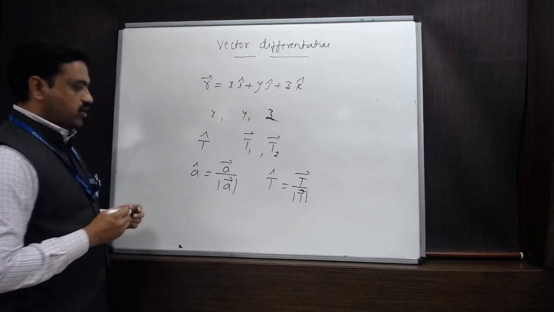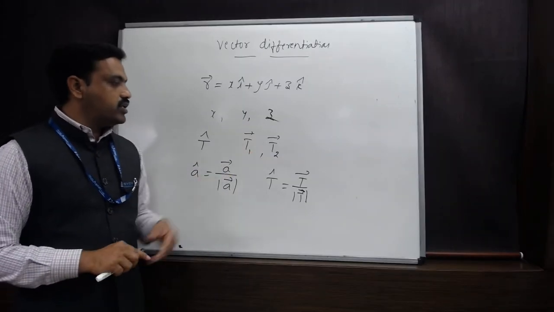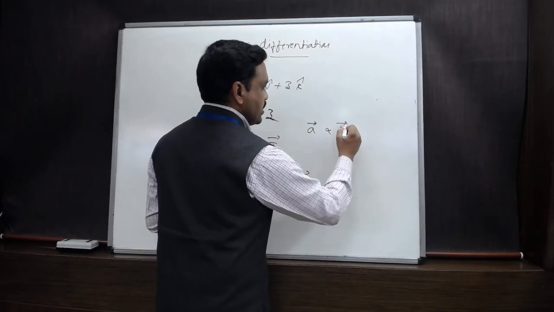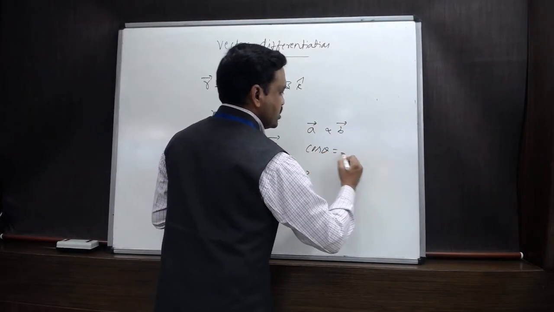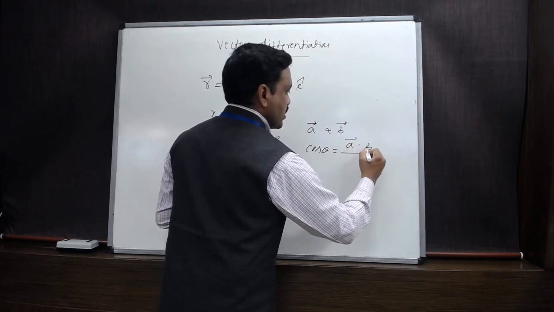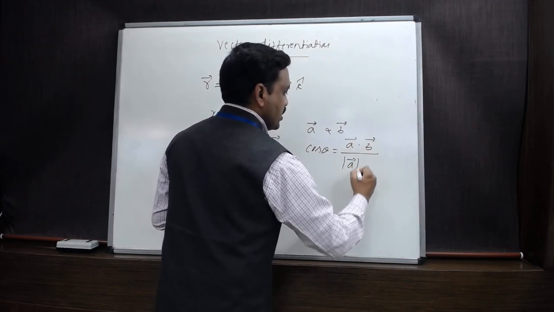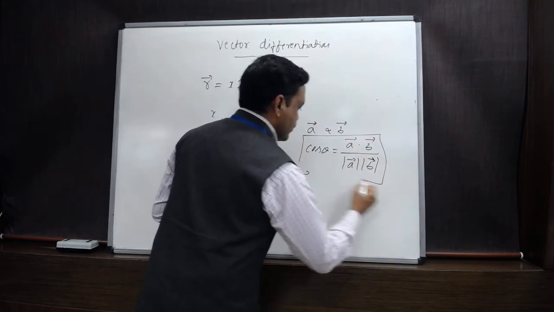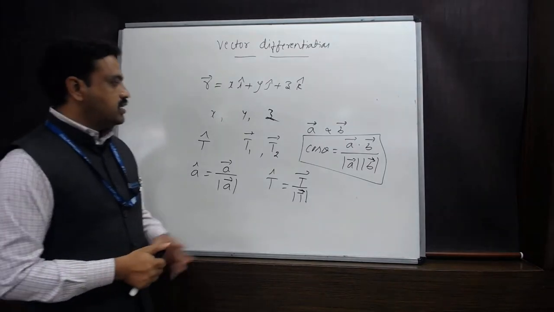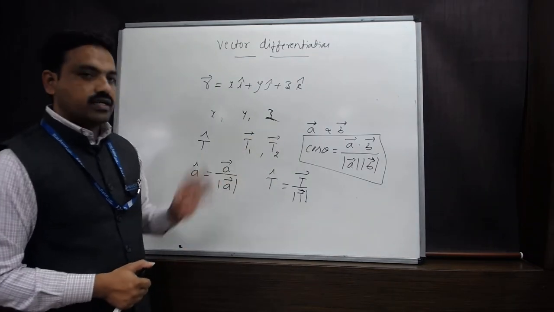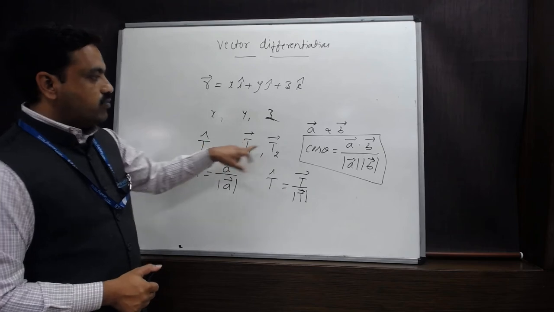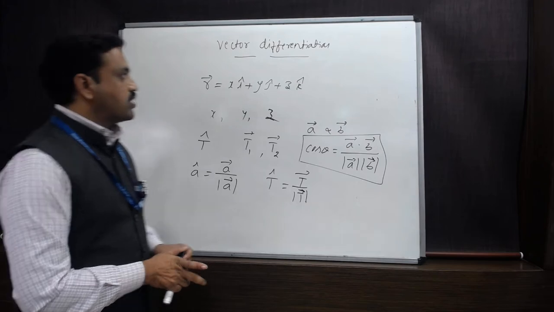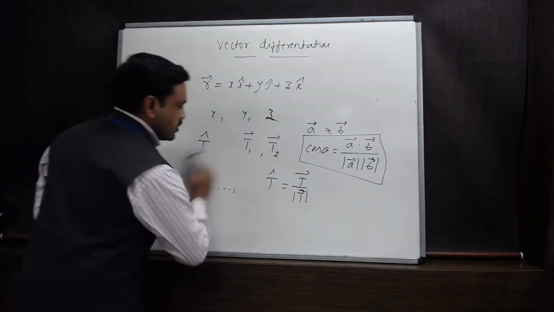Similarly, to calculate the angle between two vectors, which we also discussed, for vectors A and B, cos theta is equal to vector A dot vector B divided by magnitude of A into magnitude of B. This is the basic formula, and in this formula you just replace A and B with T1 and T2, that is, T1 dot T2 divided by magnitude of T1 into magnitude of T2. Let us discuss these concepts with some examples.